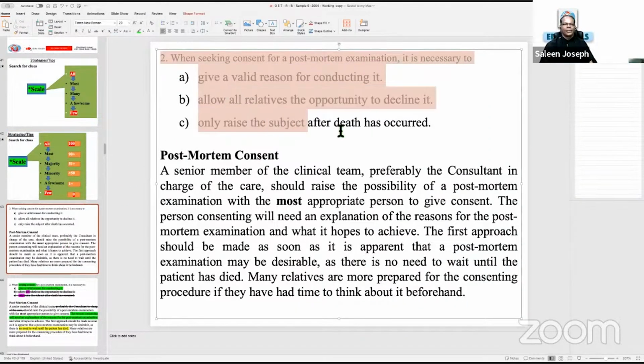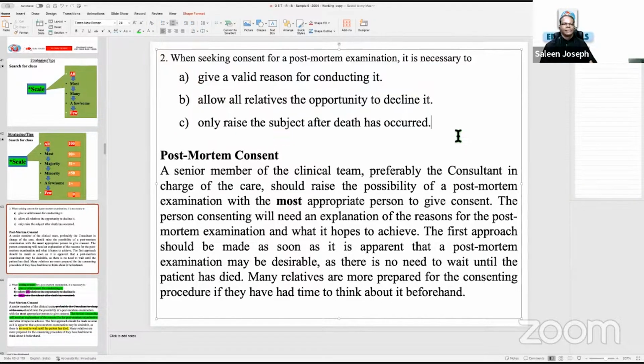Just listen to this. 2. When seeking consent for a post-mortem examination, it is necessary to give a valid reason for conducting it. Allow all relatives the opportunity to decline it. Only raise the subject after death has occurred. Okay, now are there some absolutes in any of the three options? B and C. All, only, is an absolute, so immediately that option is eliminated.